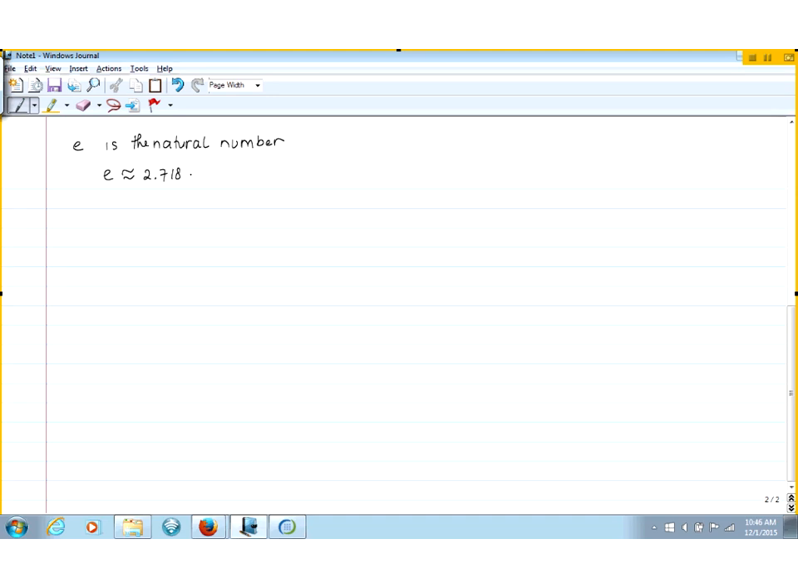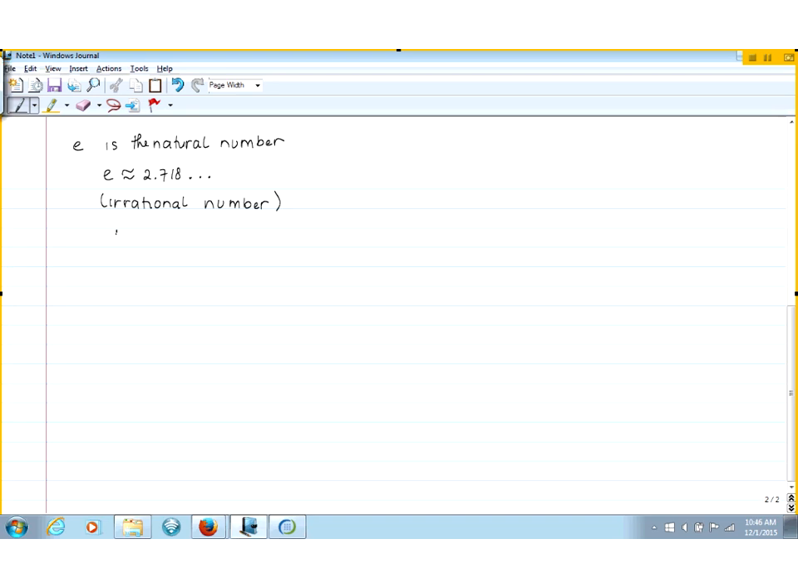But your calculator has it. This is an irrational number, so it goes on forever. It's like pi. Pi is approximately 3.14. E is approximately 2.718.